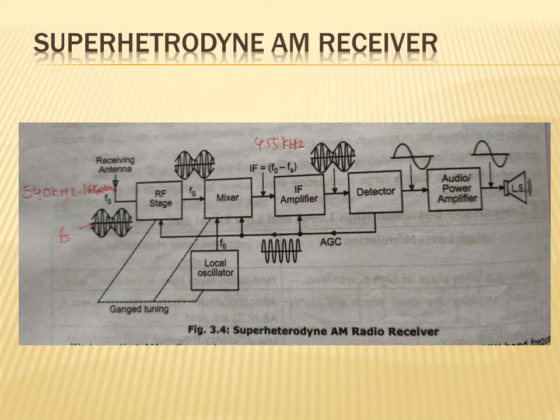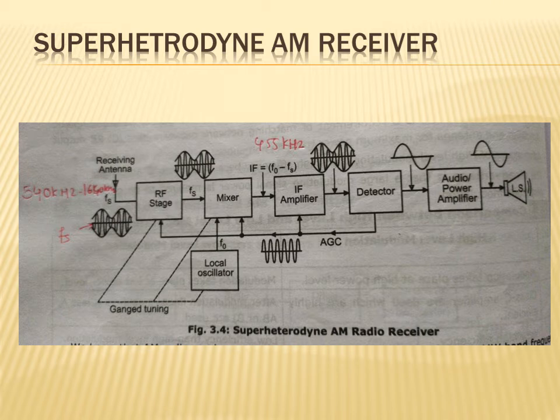Input to the detector is the AM signal, and output of the detector is the modulating signal. Means what? In this detector, the carrier is removed and the modulating signal is obtained. Then this signal is given to the audio and power amplifier, which amplifies the signal and increases the power level of the signal. And the last block is the loudspeaker.